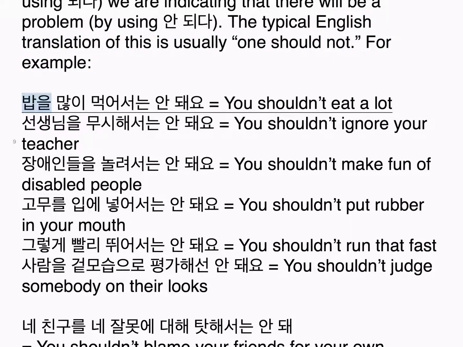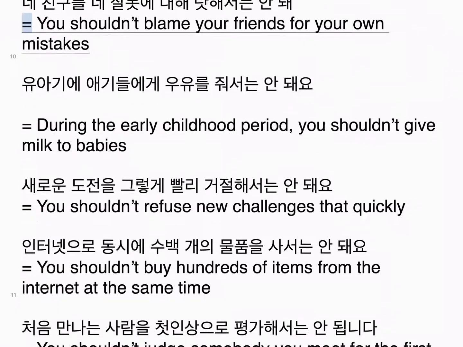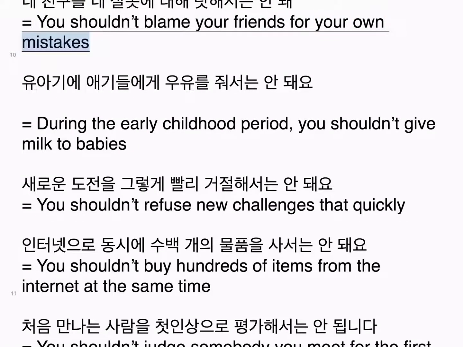For example, 밥을 많이 먹어서는 안 돼요. You shouldn't eat a lot. 선생님을 무시해서는 안 돼요. You shouldn't ignore your teacher. 장애인들을 놀려서는 안 돼요. You shouldn't make fun of disabled people. 고무를 입에 넣어서는 안 돼요. You shouldn't put rubber in your mouth. 그렇게 빨리 뛰어서는 안 돼요. You shouldn't run that fast. 사람을 겉모습으로 평가해선 안 돼요. You shouldn't judge somebody on their looks. 내 친구를 내 잘못에 대해 탓해서는 안 돼. You shouldn't blame your friends for your own mistakes.